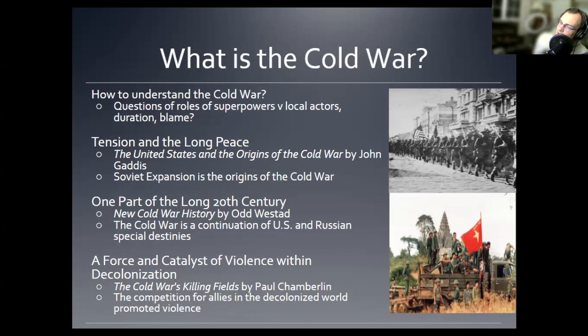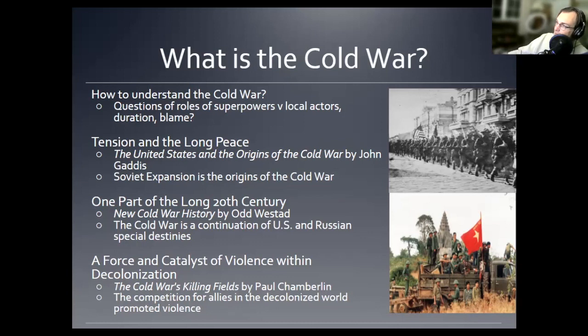So, for example, The New Cold War by Odd Westad argues that the Cold War is, in fact, just part of the long 20th century. And he argues that this competition actually grows out of the special history of both the United States and Russia, both of which saw themselves as having a special destiny on the world stage, even before the Russian Revolution. And he argued that the Cold War is just a continuation of that, right?